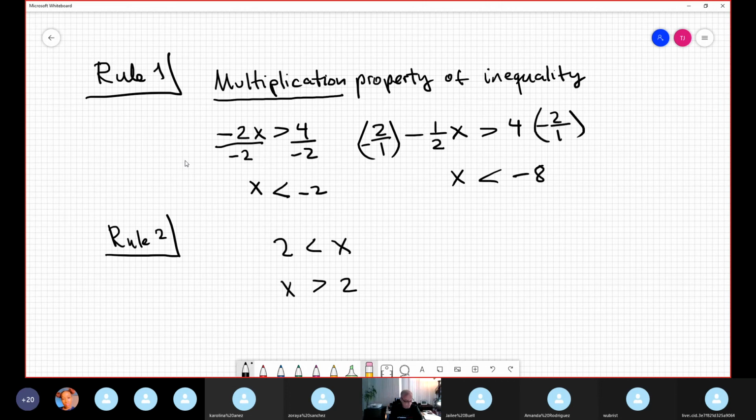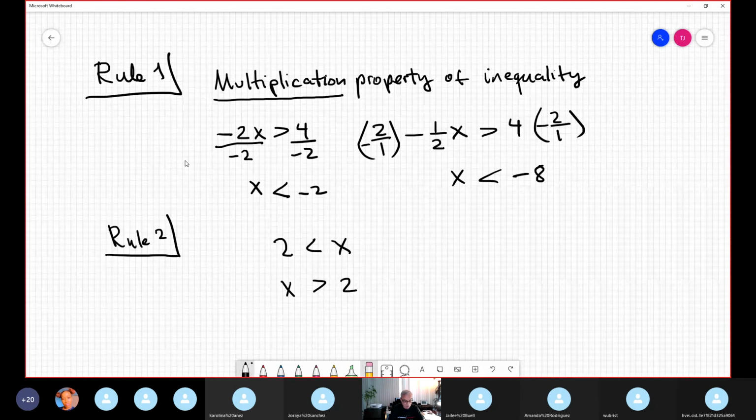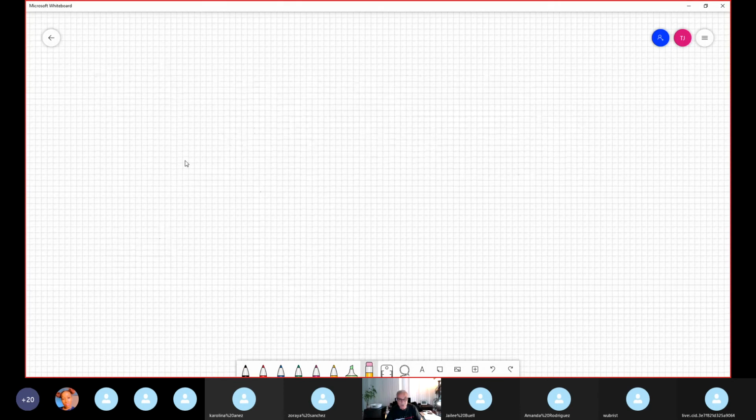And we represent the solutions of these 2 examples in different ways. You know, set-builder notation, graphic representation, and interval notation. Let's do it. Let's do it in the first example. Example 1, inequality.